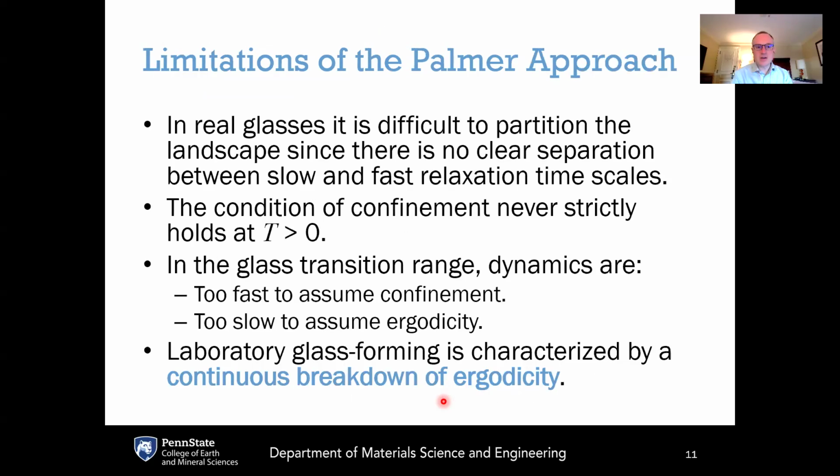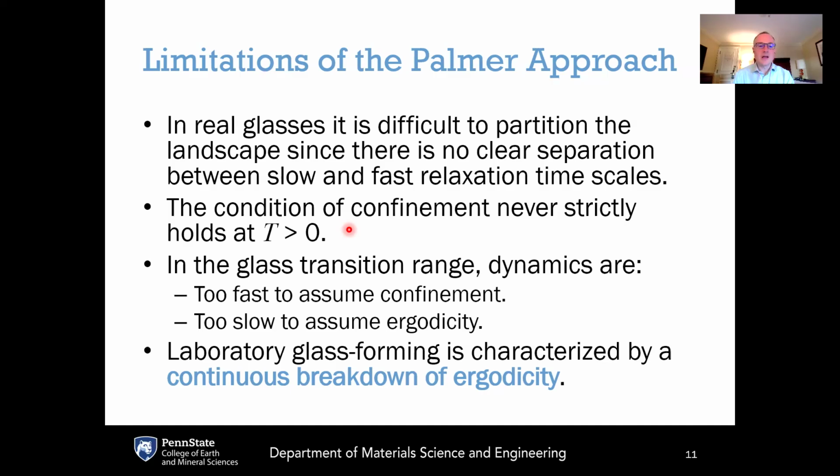What are some of the limitations of the Palmer approach? In real glasses, it's often difficult to partition the potential energy landscape, since you don't necessarily have a large barrier separating regions with relatively small barriers. That particular topography of the energy landscape need not occur. Also, Palmer's condition of confinement is really too strict, because at any temperature above absolute zero and for any non-zero timescale, there's always some finite probability of being able to overcome a large barrier. That probability may be small, but it's still finite. So the condition of confinement is never strictly true unless you have the limit of absolute zero temperature or zero observation time.